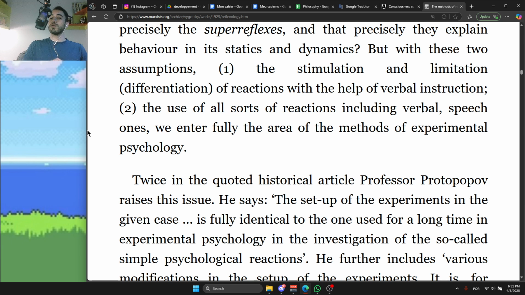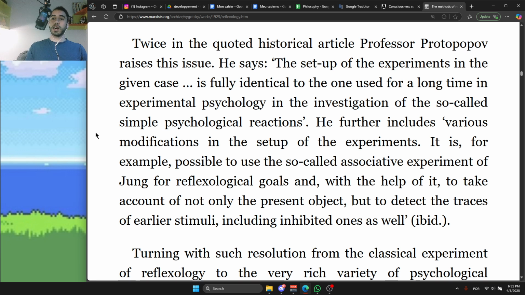2. With the use of all sorts of reactions, including verbal, speech ones, we enter fully the area of methods of experimental psychology. Twice, in the quoted historical article, Professor Protopopov raises this issue. He says, The setup of the experiments in the given case is fully identical to the one used for a long time in experimental psychology in the investigation of the so-called simple psychological reactions. He further includes various modifications in the setup of the experiments.